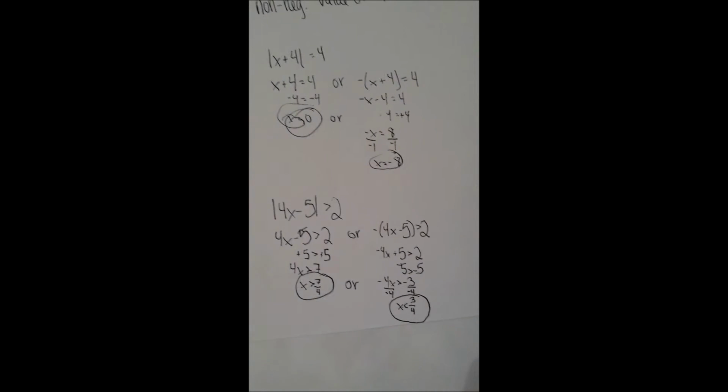Now, you may also see slightly more complicated problems that will have constants and/or other factors outside the absolute value brackets, such as in this problem below. 6 times the absolute value of 2x minus 3 is greater than 3.